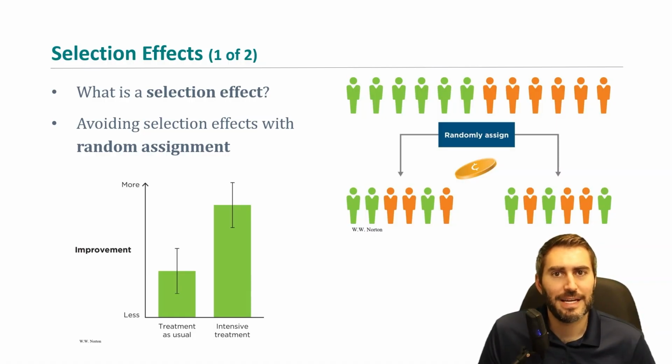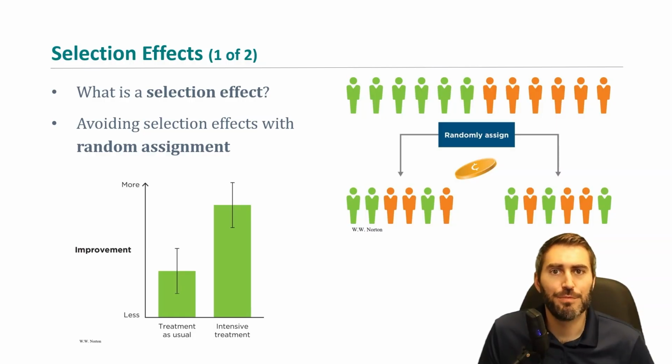One group got the intensive therapy and the other got the standard treatment as usual. The kids in the intensive therapy group showed way more improvement. Well, that sounds great, right? Except the researchers didn't randomly assign the kids. Maybe families who lived closer or families who specifically requested the intensive treatment ended up in that group.